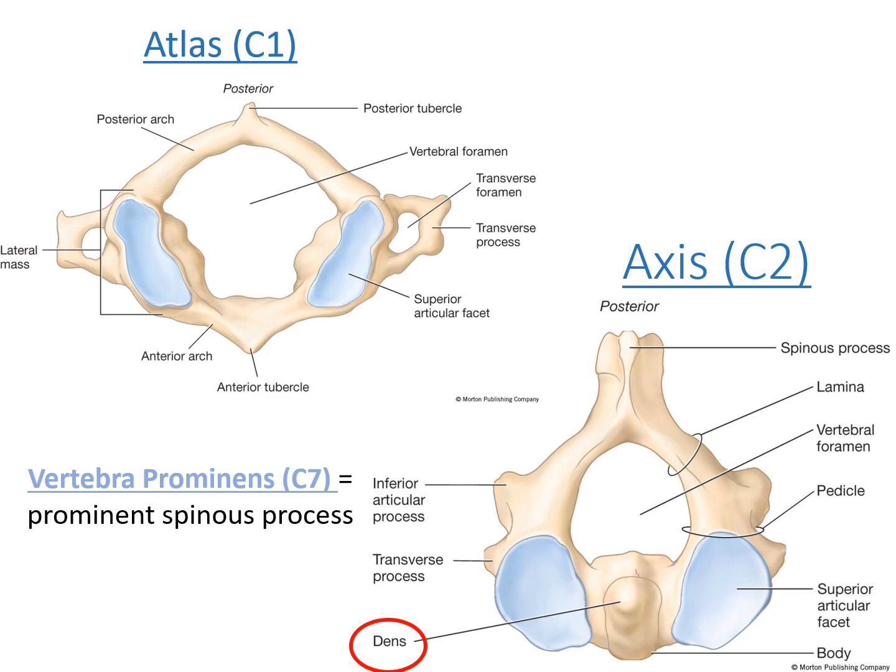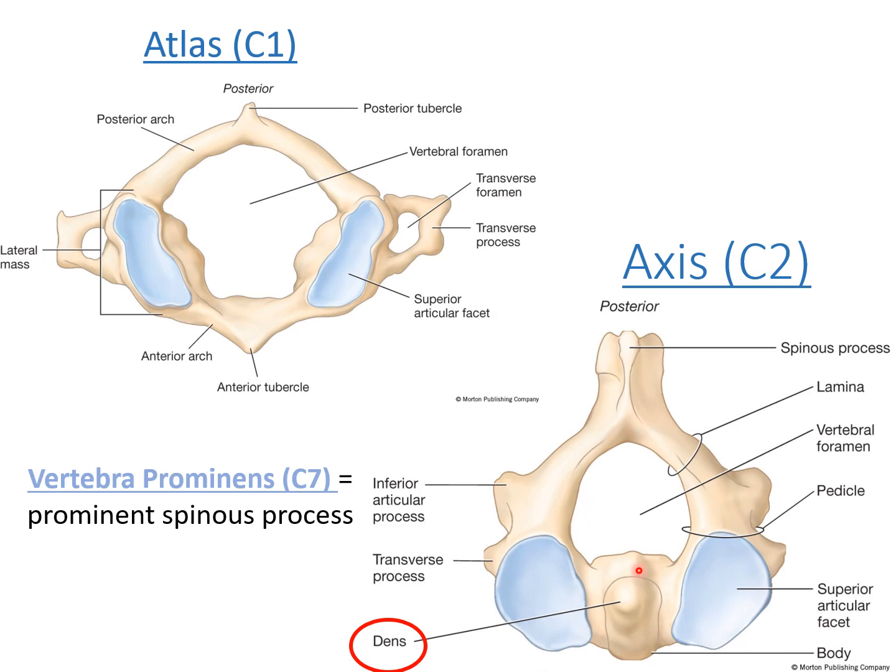Just a little bit more about atlas and axis. Atlas, because it is holding up your skull, so articulating with your skull as opposed to with 2 vertebrae, is structured a little bit differently. Namely, there's no body. Right? These articular facets are huge, right? They're articulating with your skull. Also, the vertebral foramen is very large, right? Your entire spinal cord has to pass through this, right after it exits your skull.